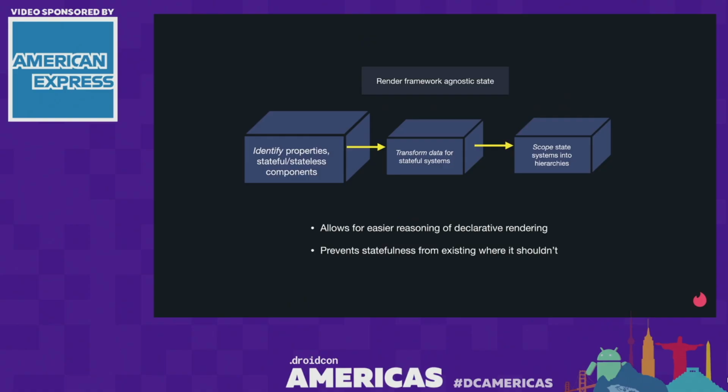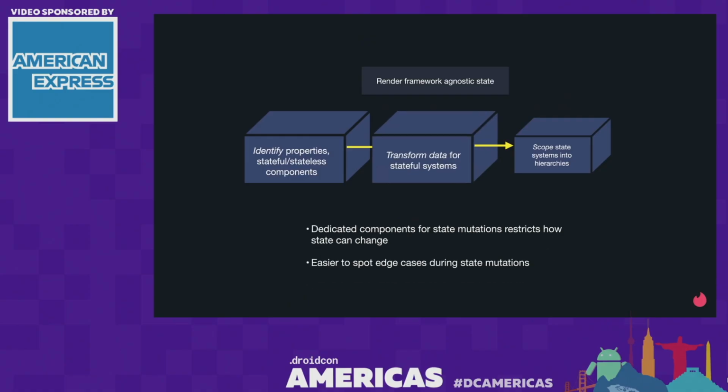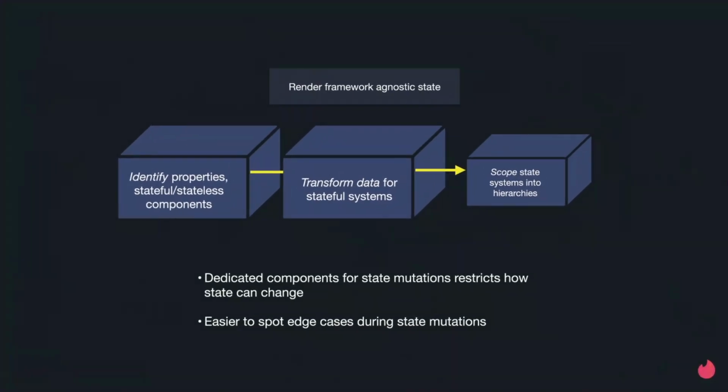Next, having dedicated components to mutate and interact with the data layer makes it easier to spot bugs and edge cases during reviewing state mutations. And when data layer interactions are involved, if there needs to be any change with how the data layer interacts with your stateful system, the fact that you've isolated all that complexity to a separate component means that the components outside of that need not change as often as they would otherwise.